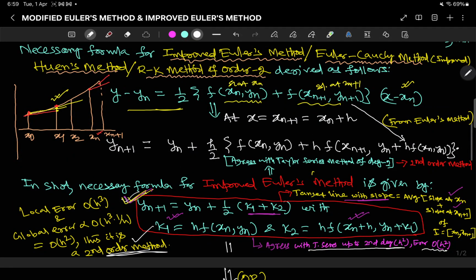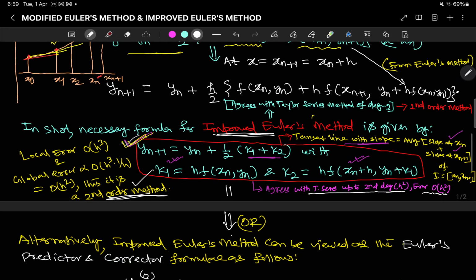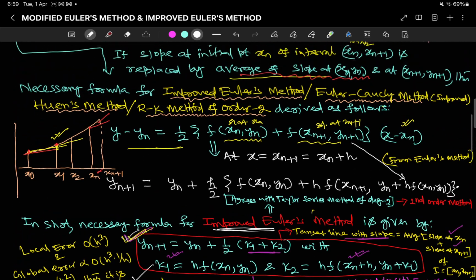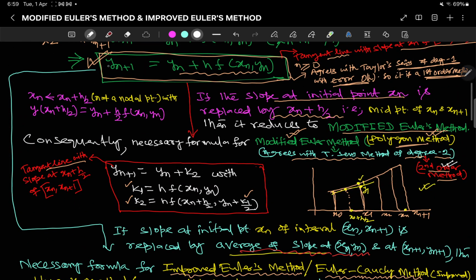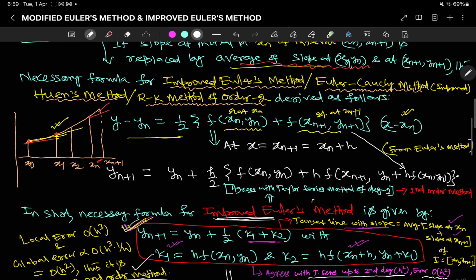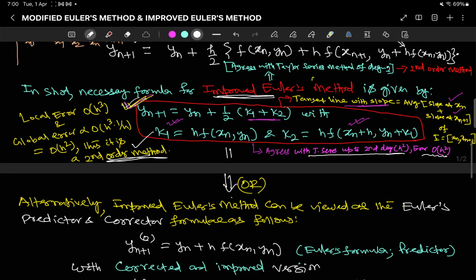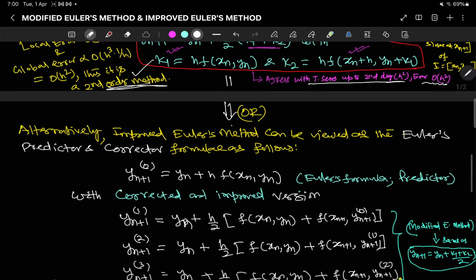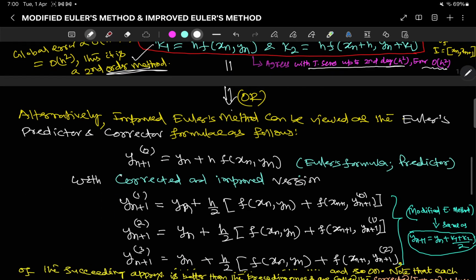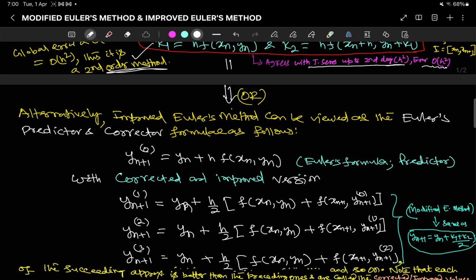Now this improved Euler method can be viewed from a different perspective, because this method is improved from the Euler method. This is my Euler's method and this is my improved Euler method. If I combine these two, then we can view it from a different perspective, but both formulas are the same. You may use this, or subsequently we have what is called the Euler predictor and corrector formula.